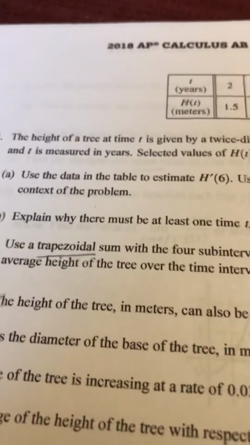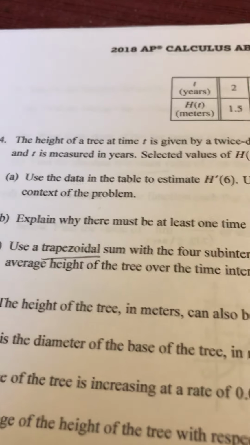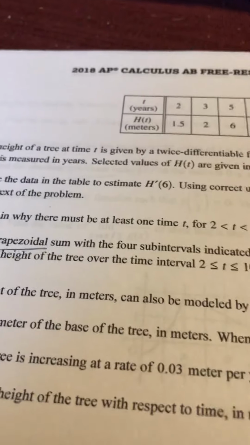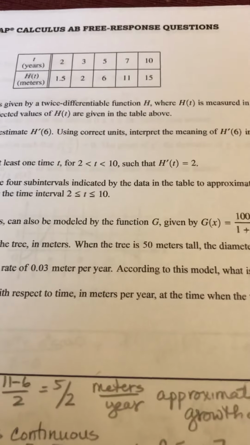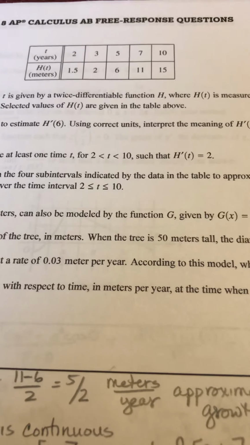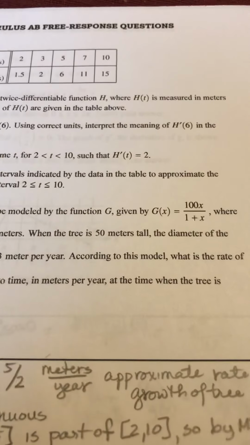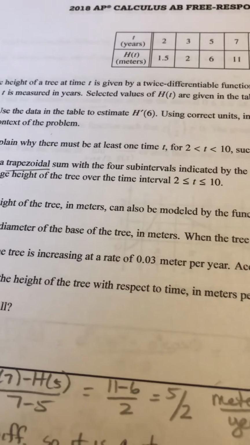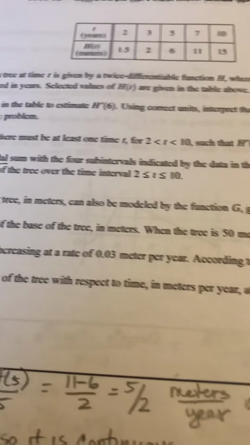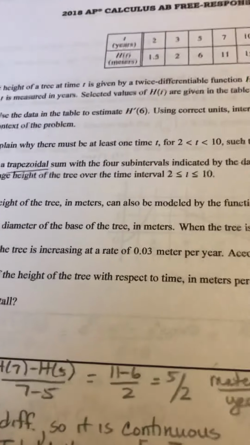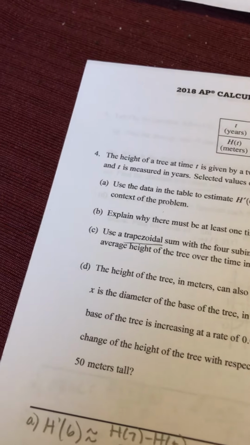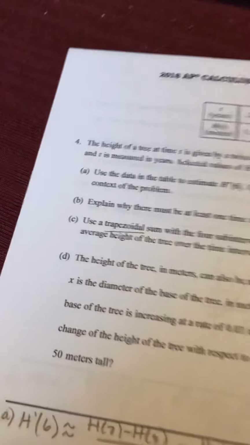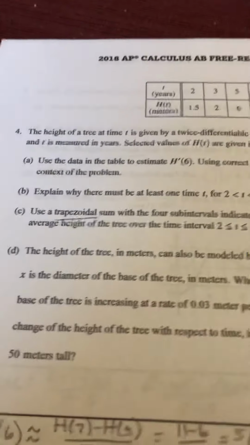Okay, so AB 2018 number 4, they give us some data about the height of a tree. And we know it's a twice differentiable function, and h of t is measured in meters and t is measured in years. Okay, so twice differentiable, we should be thinking at some point we might have to use a mean value theorem or something. So let's look and see.